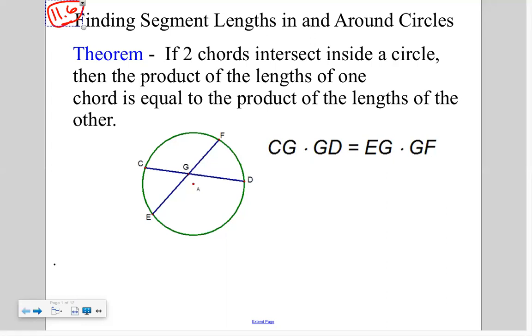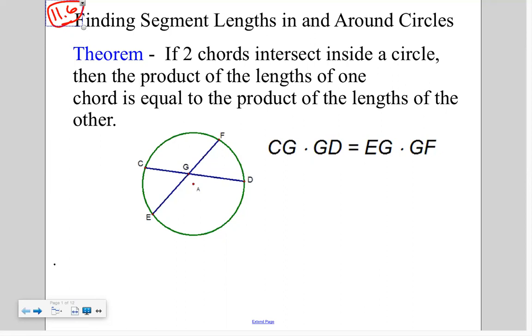So today we're going to be working with segments. Okay, it's different segment lengths. Whereas in our last objective, we were working with angle measures and the circles and the secant lines and things that intersected there. So today, we're going to start off with this theorem.